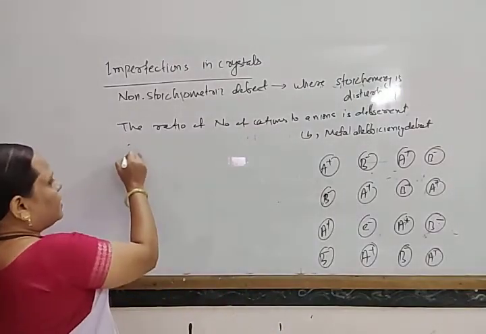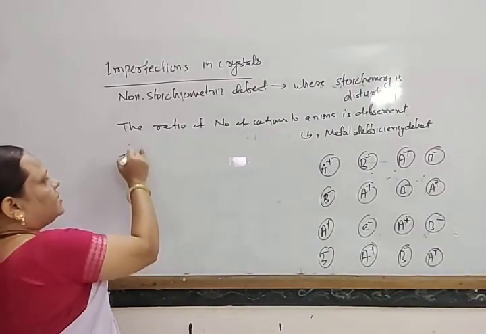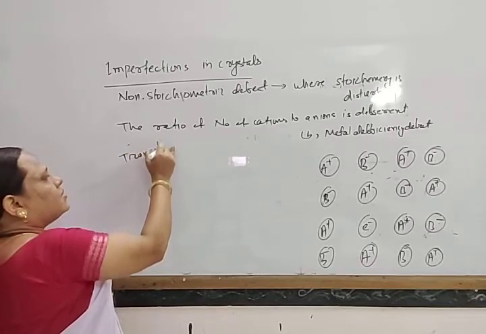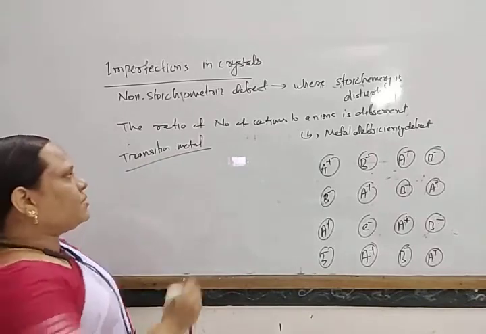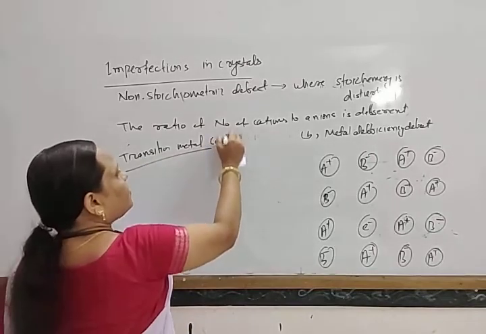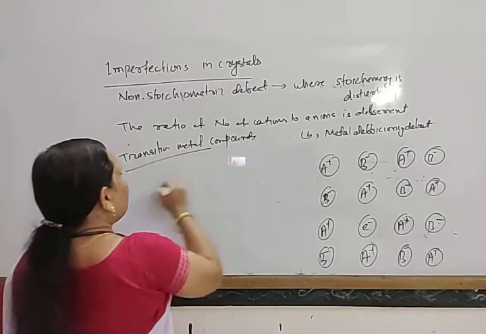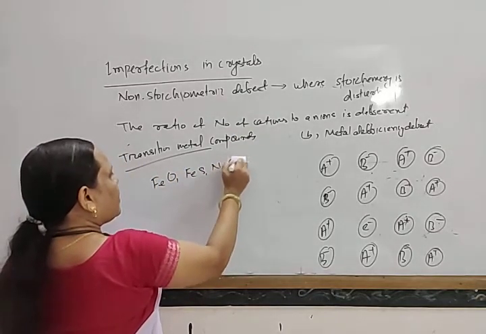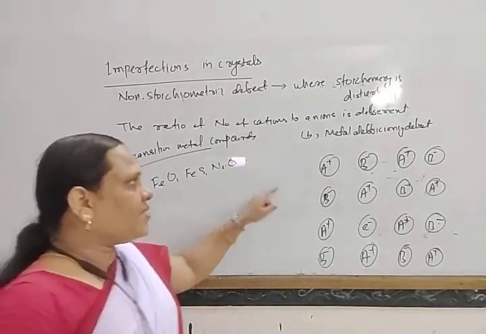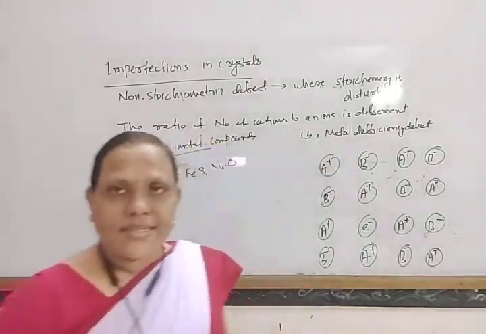Generally transition metal compounds, so this type of defect. In case of FeO, FeS, NiO, this type of defect arises, that is called metal deficiency defect.